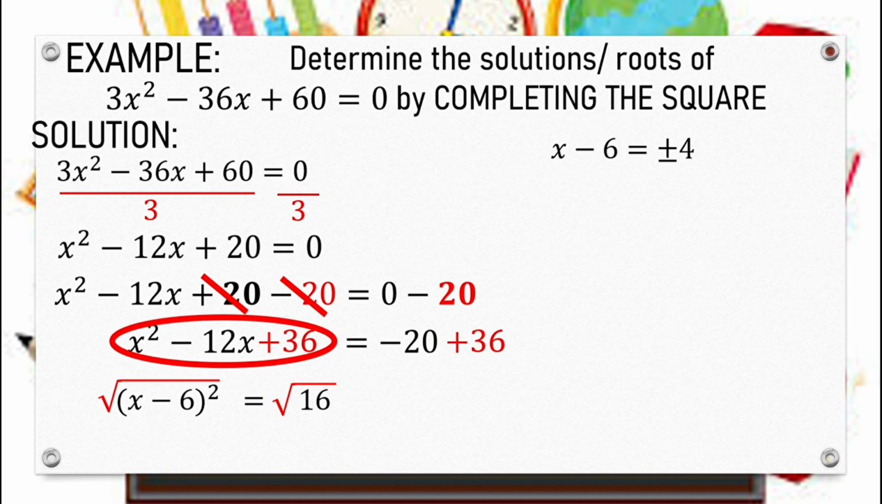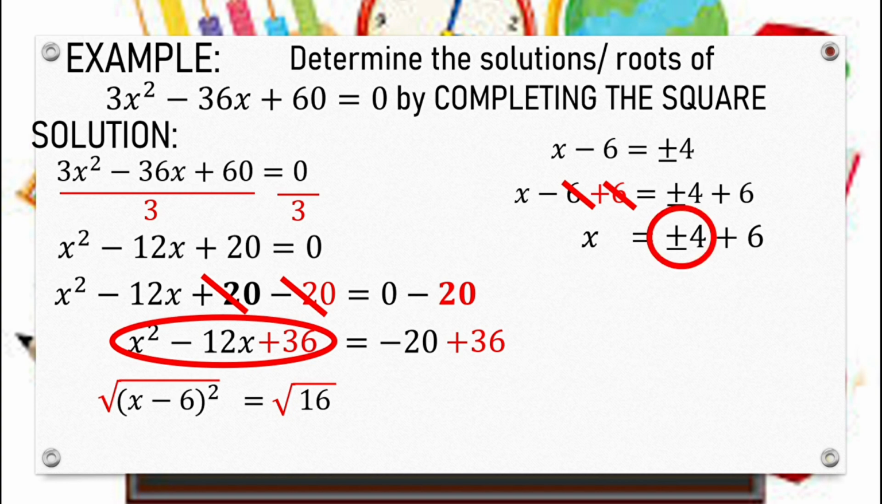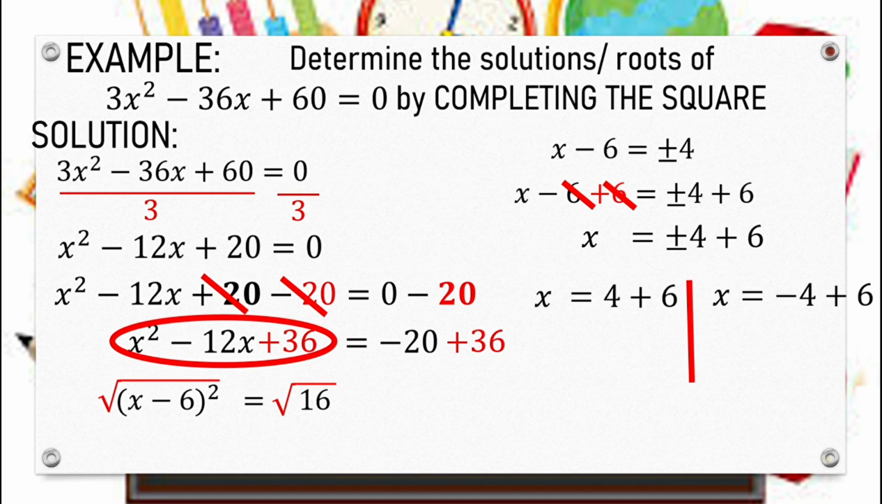Then, we will get rid of negative 6 on the left side of our equation and transpose it to the right side using addition property of equality. Then, the simplified equation becomes x is equal to positive negative 4 plus 6. So, we need to separate positive and negative 4 using two possible linear equations. And these are x is equal to 4 plus 6 and x is equal to negative 4 plus 6.